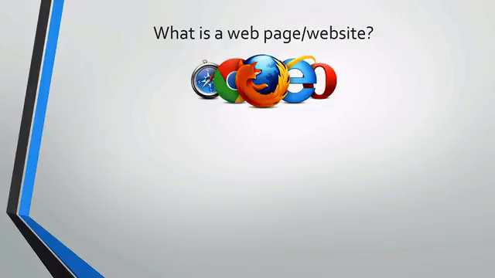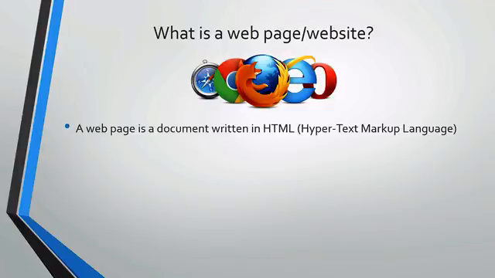Alright, let me explain to you guys what it is. In the most simple sense, a web page is a document written in HTML, which stands for Hypertext Markup Language. We'll be talking about that a little bit later on. So it's just a document. A website is a collection of web pages. So a web page is a document. A website is a collection of these web pages or documents.